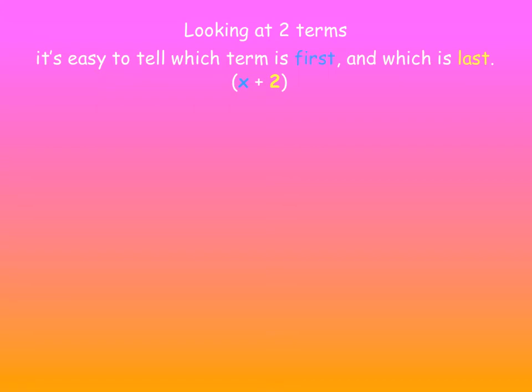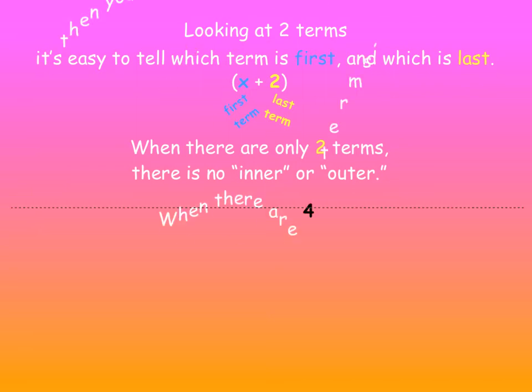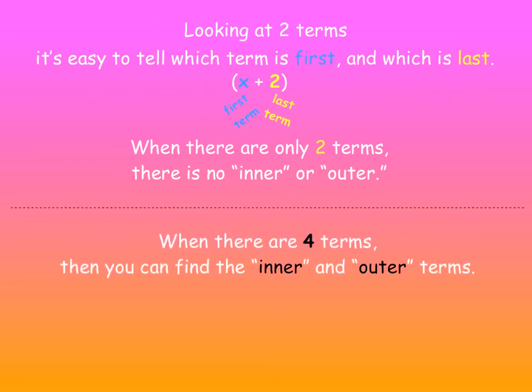Looking at two terms, such as x plus 2, it's easy to tell which term is first and which is last. When there are only two terms, actually there is no inner or outer. There's just first and last. But when there are four terms, then you can find the inner and the outer terms.